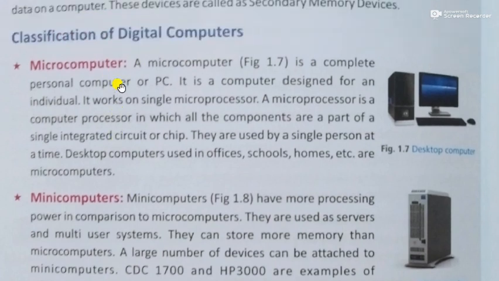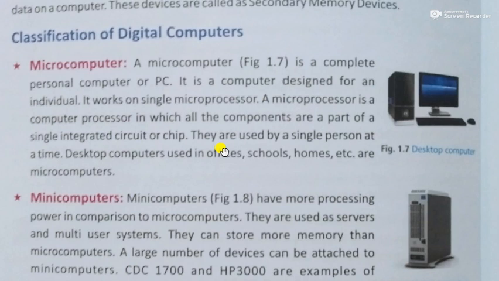There are different classifications. The first one is the microcomputer, a complete personal computer. Usually people have it in their houses. It has a single microprocessor, a computer processor in which all the components are part of a single integrated circuit chip, and it is for the use of a single person. Normally we can see it in offices, schools, and so on. It is a single-user machine.